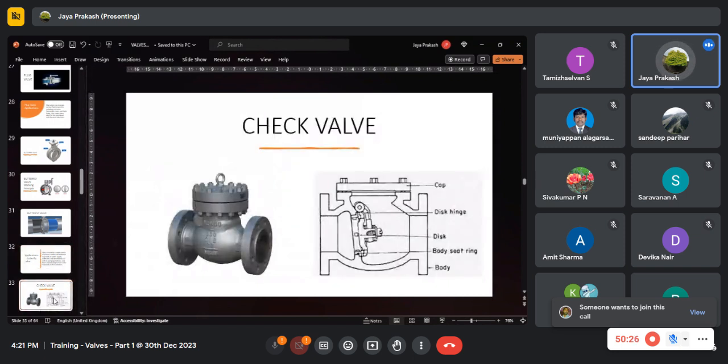This is the check valve. Everybody knows about this check valve. The blocking device is connected on a hinge. When the flow comes, this blocking device opens up automatically, and the flow takes place. When the flow stops, the disc automatically closes due to gravity, and reverse flow is also prevented. That's a simple mechanism.